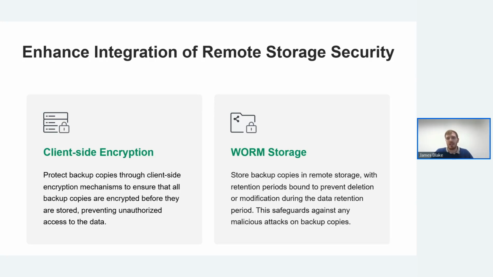To further enhance data security and integrity for backup copies, Active Protect utilizes both client-side encryption and WORM storage. Client-side encryption ensures your data is fully encrypted when it leaves your premises, preventing unauthorized access during transit. This encrypted data is then stored in WORM, or write once read many, storage at a remote location. WORM technology guarantees the integrity of your backups by preventing any deletion or modification for a specified retention period. This provides an extra layer of protection against malicious attacks targeting backup data.